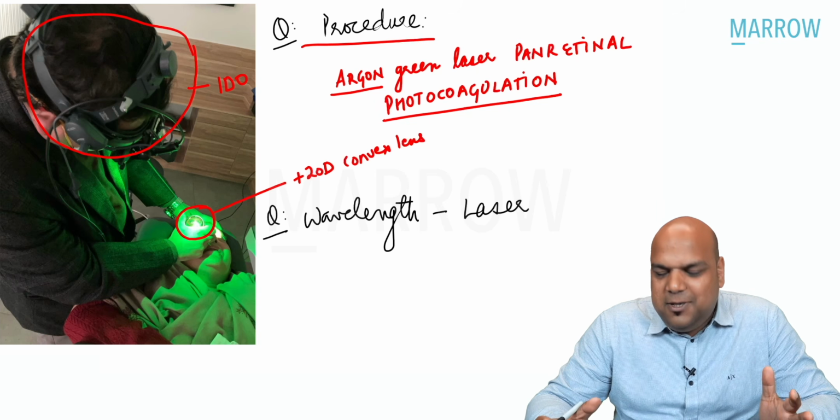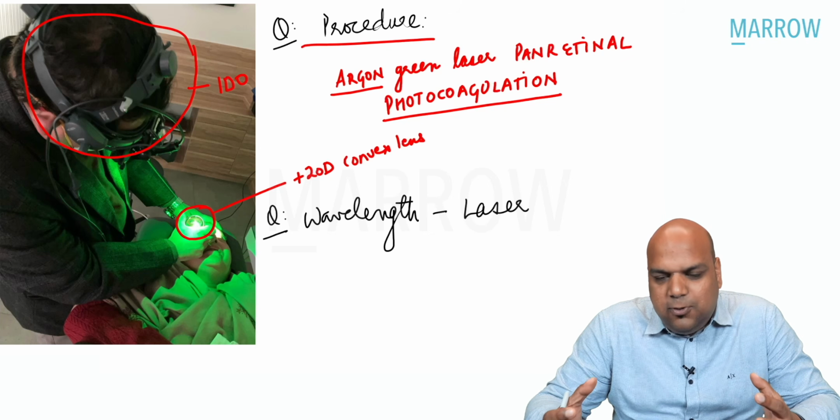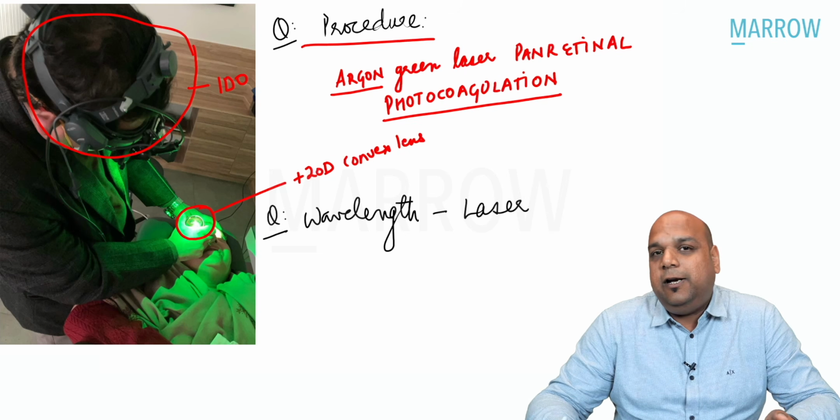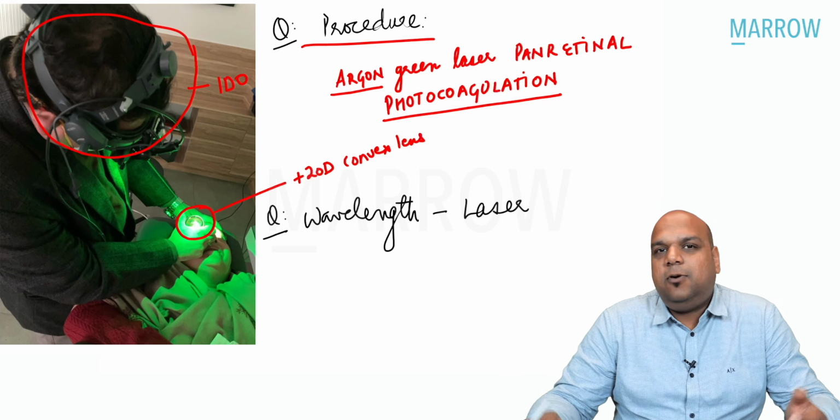So see, every image comes with a lot of clues. All these images are asking you to be present in the OPD again and again. You should have seen this. Once you see that, you will never forget it. You have read about it. If you have seen it also, it's like 1 plus 1 is equal to 10, not 2.